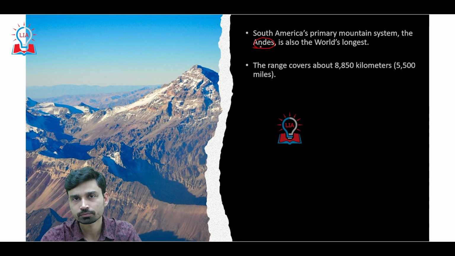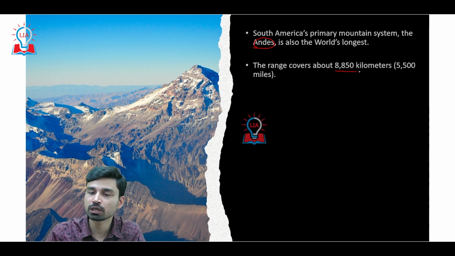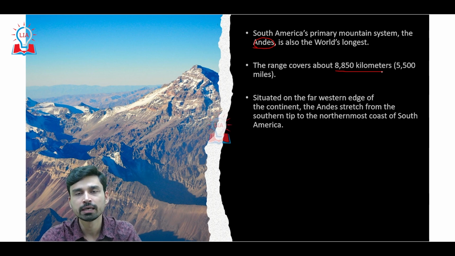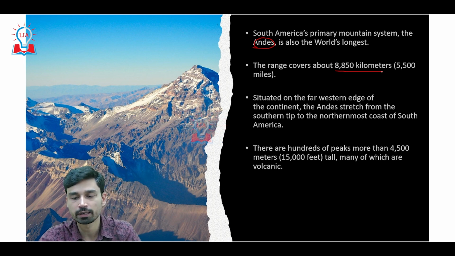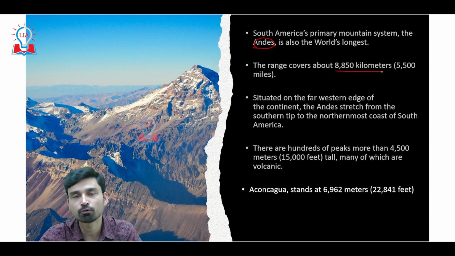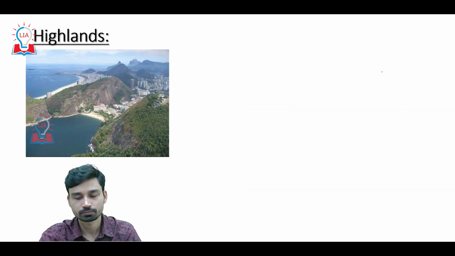The length of this mountain we can estimate from the fact that overall the range covers almost 8,850 kilometers on the western edge of the continent. There are hundreds of peaks which are more than 4,005 meters tall, many of which obviously are volcanic. However, the tallest peak of South America, which is also the tallest peak in the Andes, stands at 6,962 meters, and is called Mount Aconcagua.